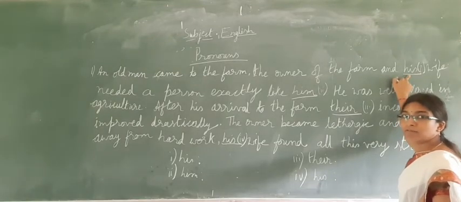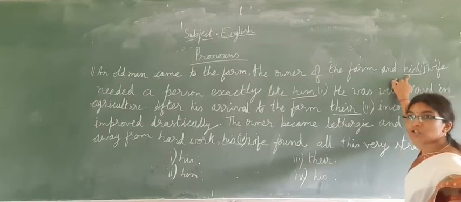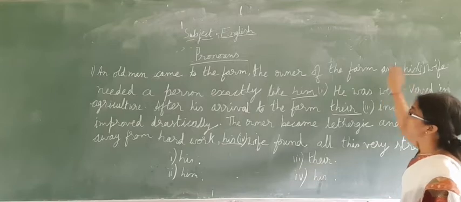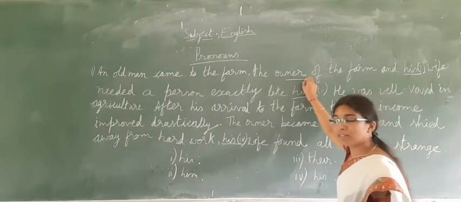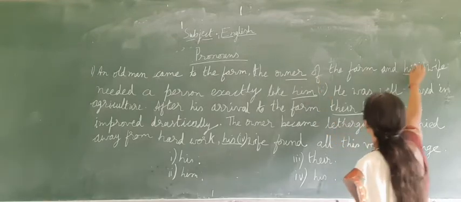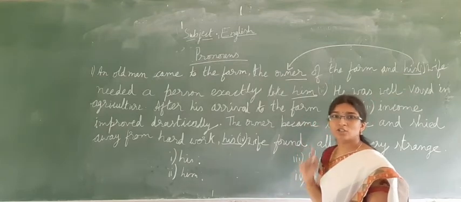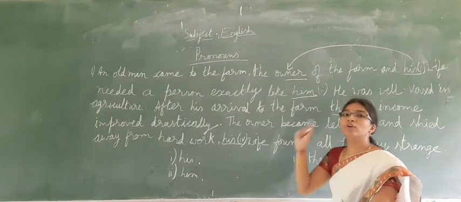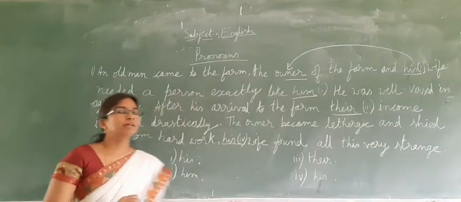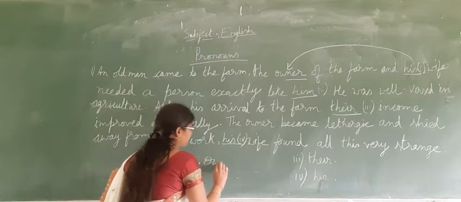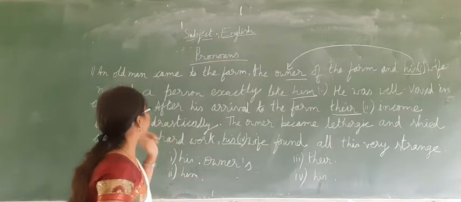Whose wife? Owner's wife. Isn't it? Since it is his, we have to write apostrophe s there. So his refers to owner, or his is used instead of owner. So the answer for his is: his means owner's. Okay. And the next one.